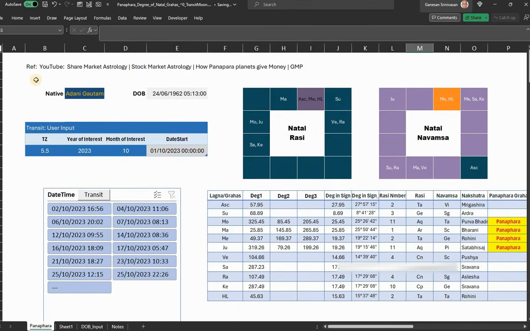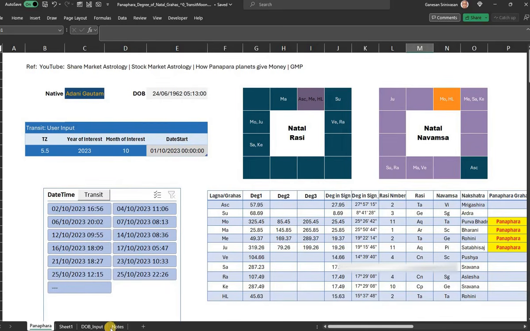This I should definitely thank YouTube on share market astrology on how Panaphara planets give money by the GMP method, which is the Gurumurti Paddhati method, which has been outlined by them very nicely. But what we are doing here is basically automating the way we can identify Panaphara in a chart very quickly and also get transits very quickly. So these two aspects are explained to you.